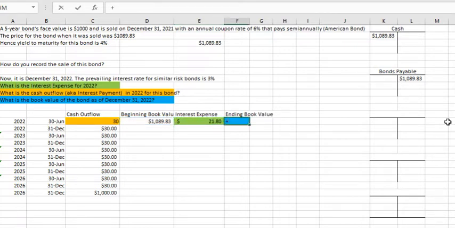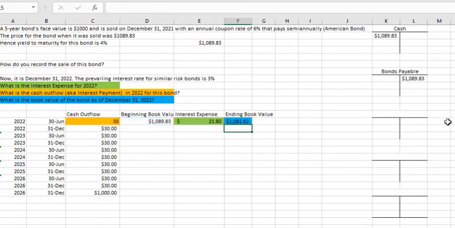Our ending book value calculation is going to be pretty much the same. We are going to start with the beginning book value. Any payments is going to decrease your liability. Any accrued expense, interest expense, is going to increase your value, and as a result we are going to have $1,081.62 for that particular bond.